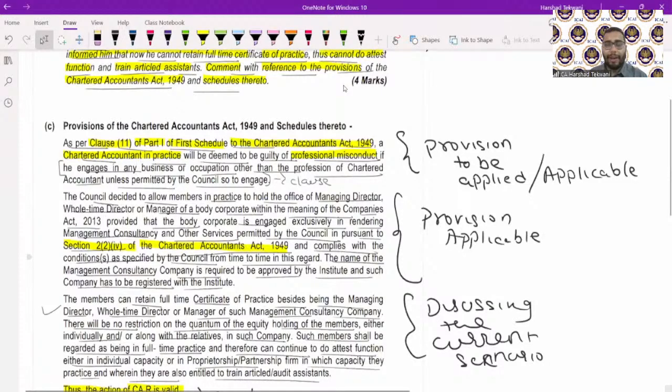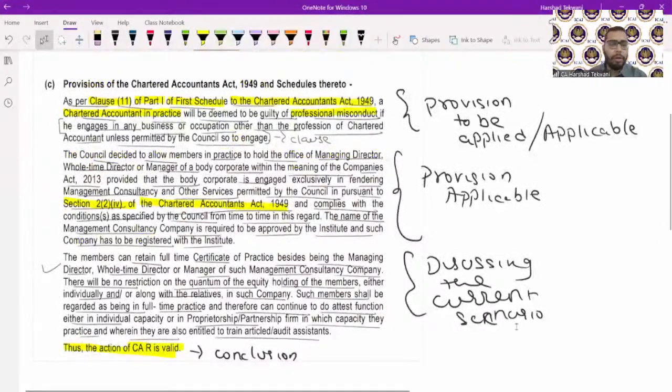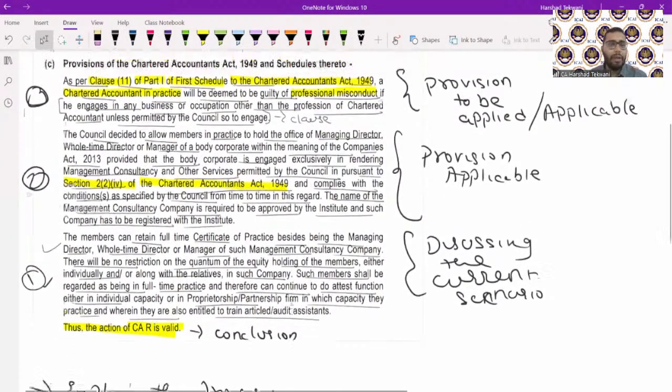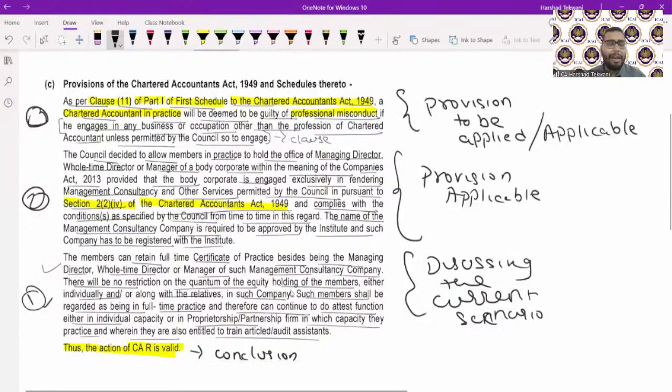Now, for example, I cannot just write this first. What if I write this first, then second this, then third this? The reader will get confused, the examiner will get confused. Why? Because at the time I'm writing about clause 11, where I'm talking about he will be held guilty, suddenly my conclusion is something else. So my answer should flow in the direction where my conclusion is going.